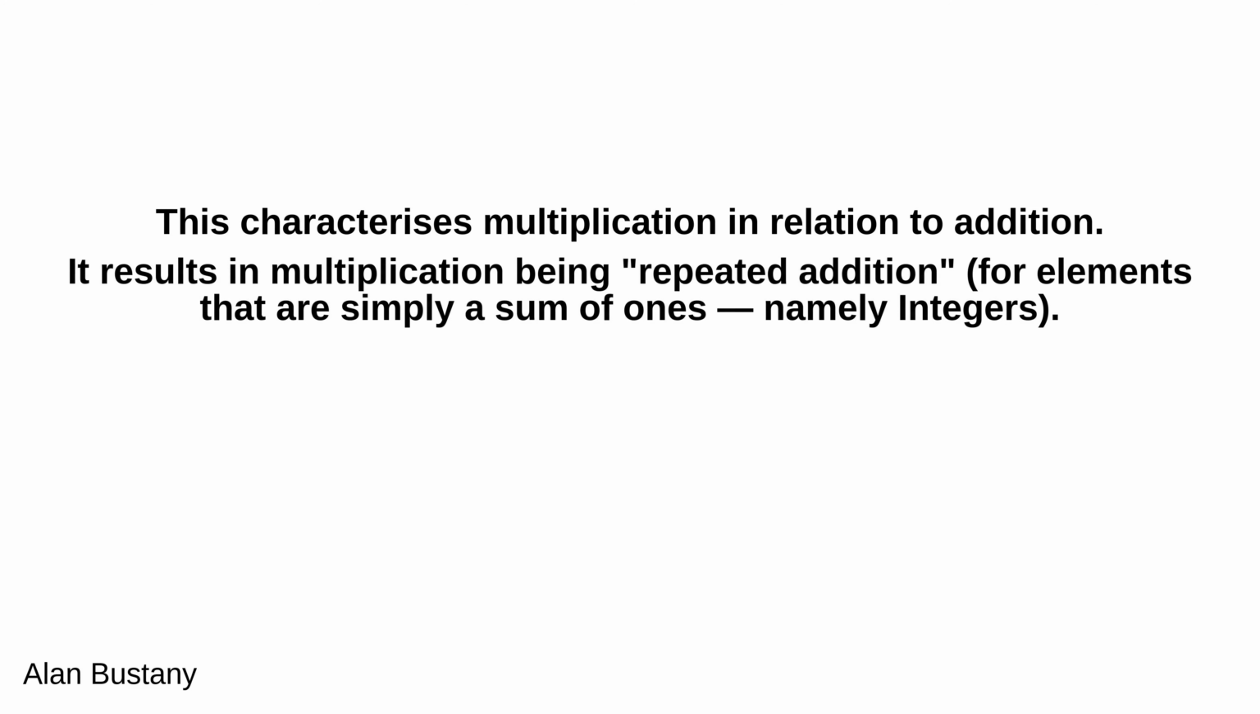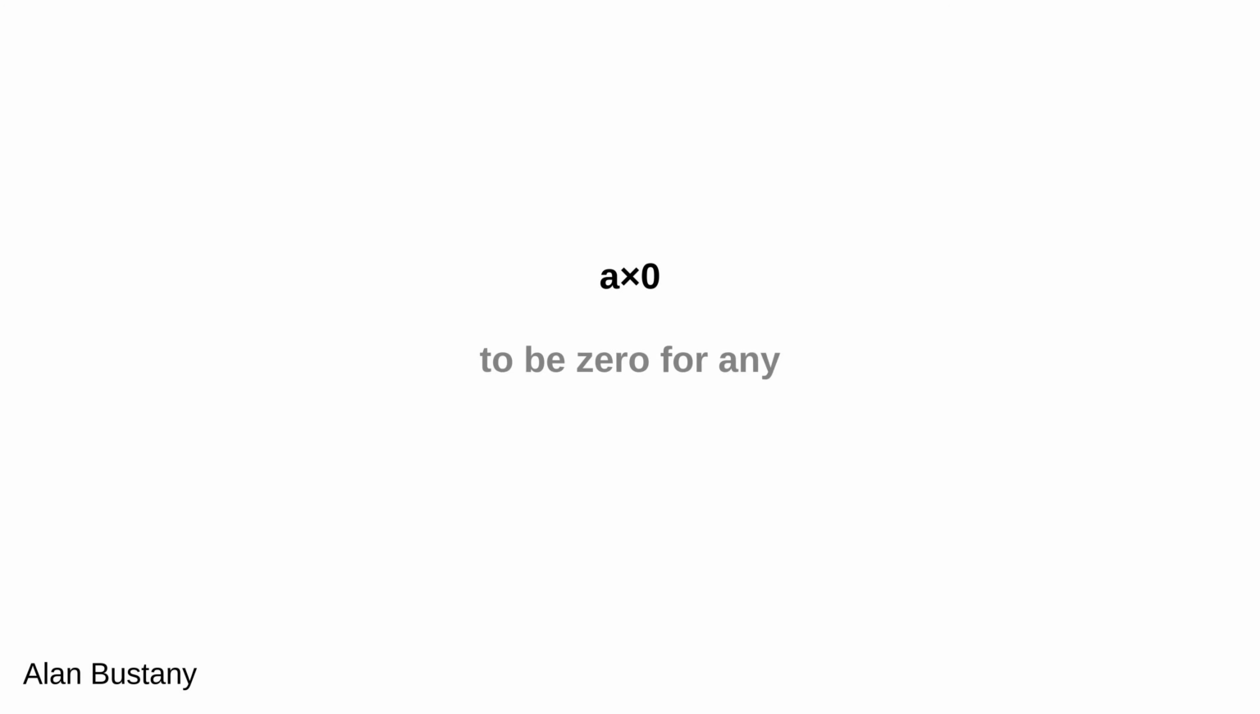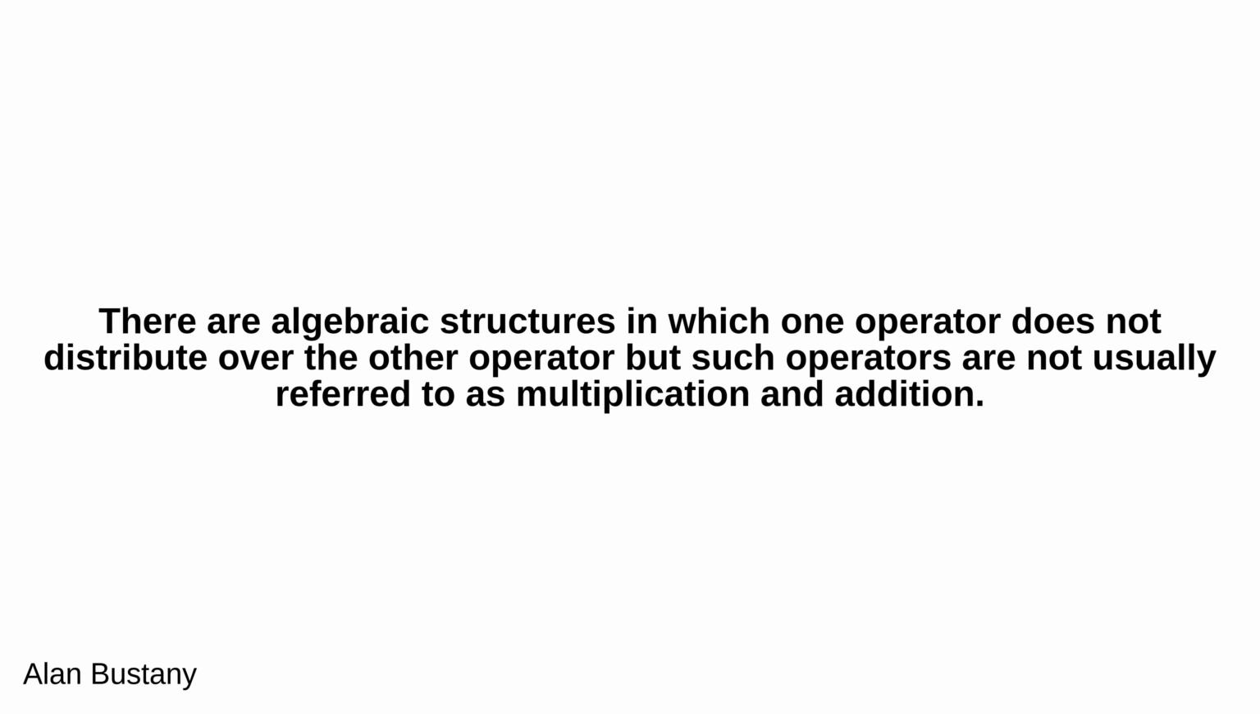It results in multiplication being repeated addition for elements that are simply a sum of ones, namely integers. It essentially forces multiplying a negative by a negative to be a positive. And, of course, it forces a times 0 to be 0 for any a. There are algebraic structures in which one operator does not distribute over the other operator, but such operators are not usually referred to as multiplication and addition.